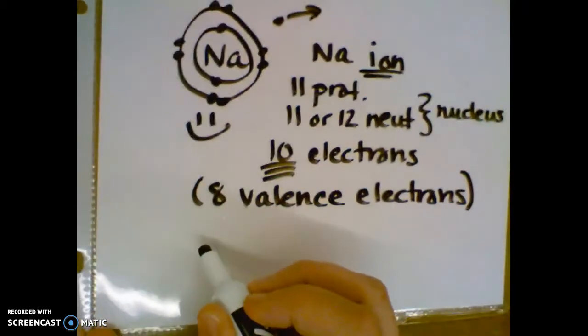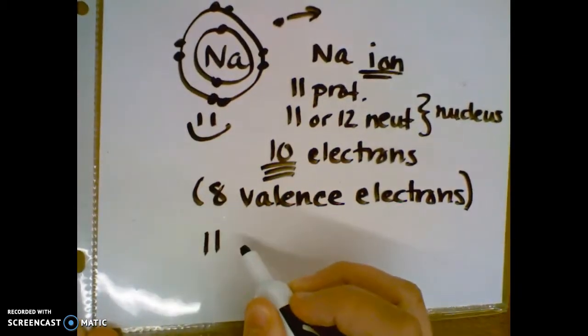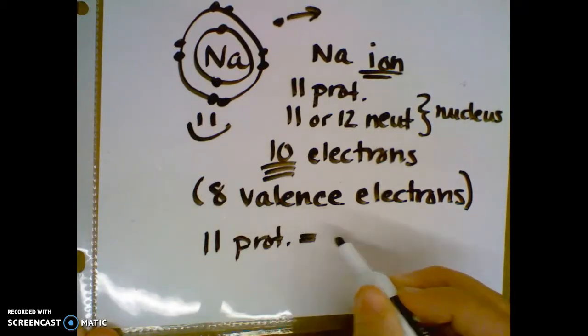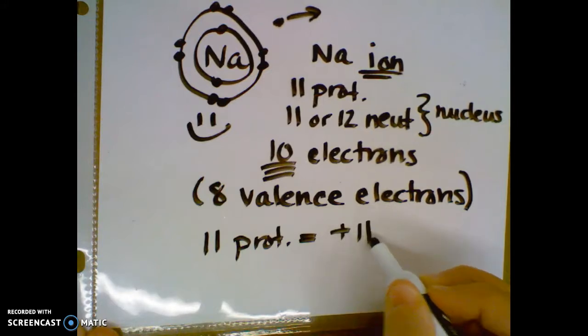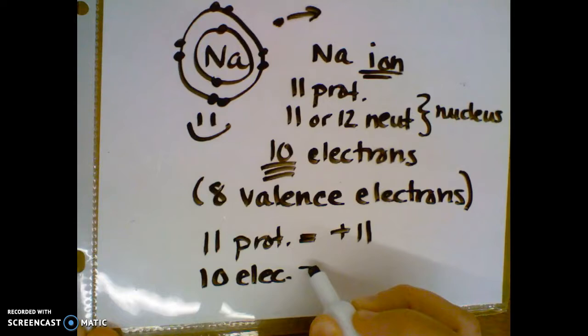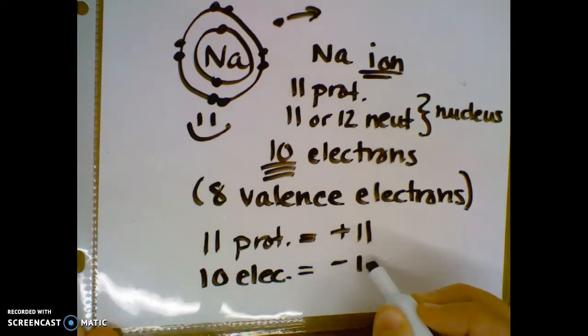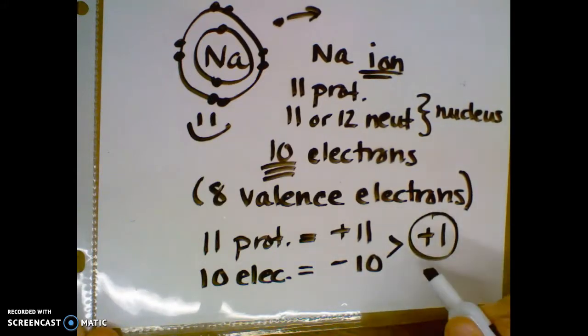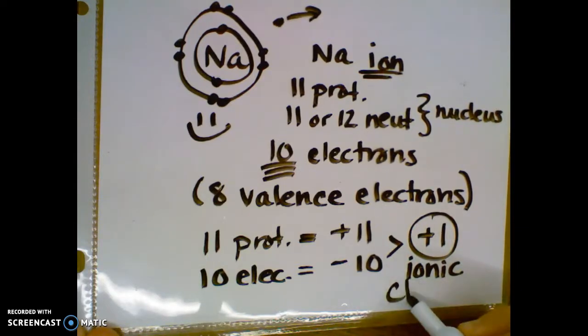So in this ion that we're looking at, we have 11 protons, which means I have a positive 11 charge, and I have 10 electrons, and that's a negative 10 charge. So I'm no longer neutral. Now my overall charge is a +1. So this sodium ion has a charge. This is the ionic charge of sodium, is a +1.